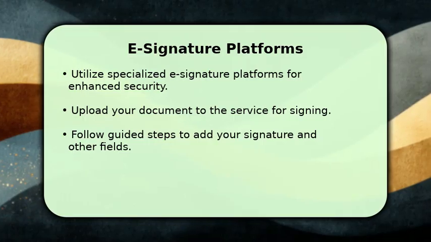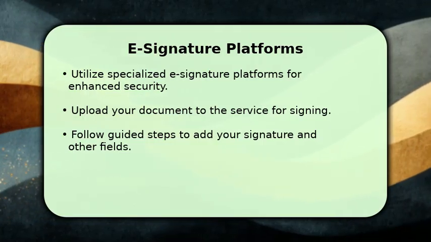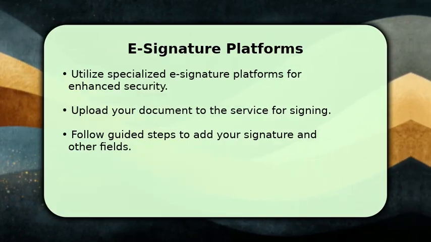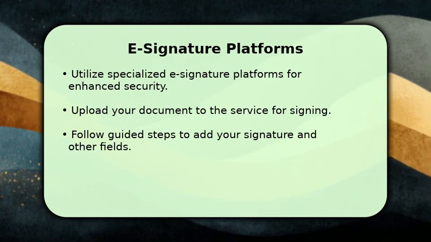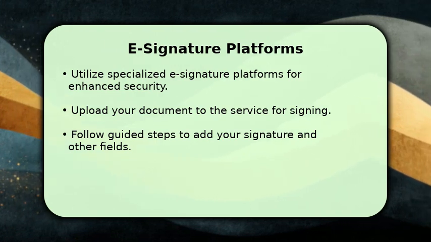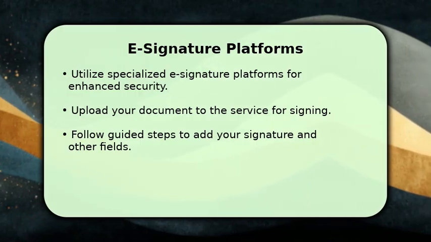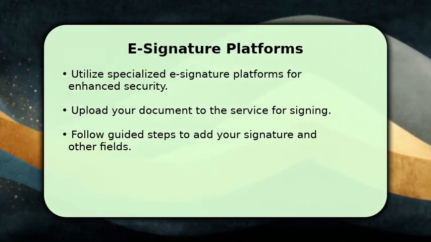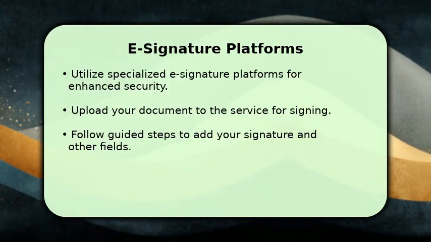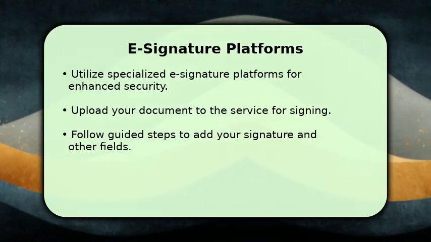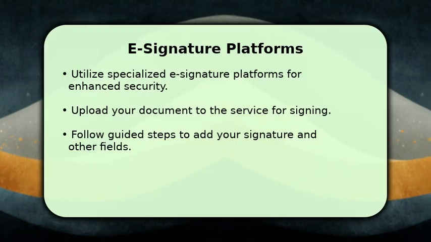For more robust and legally compliant signing, consider dedicated e-signature services. Platforms like DocuSign or Adobe Sign provide advanced features such as secure encryption and audit trails. You simply upload your document, and the service guides you through adding your signature, initials, and dates. Many platforms offer a free trial for a limited number of documents, typically 3 to 5, before requiring a subscription.